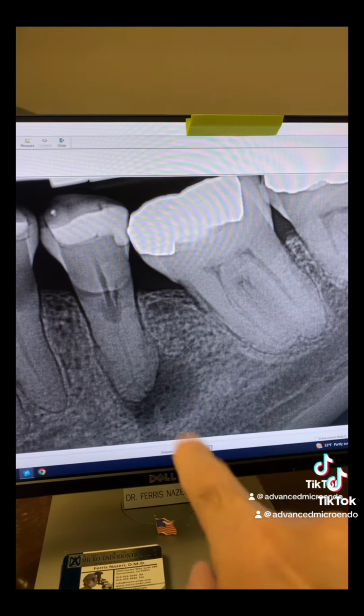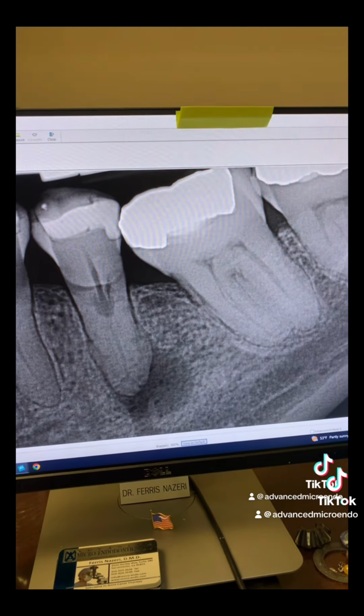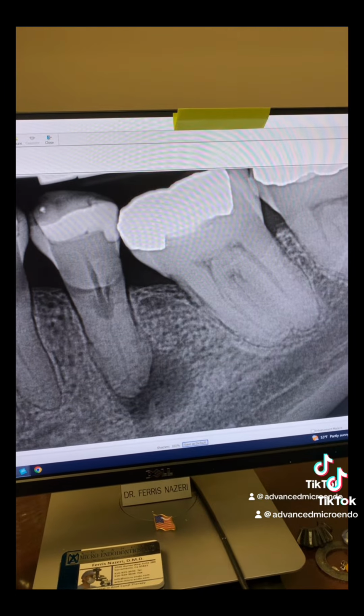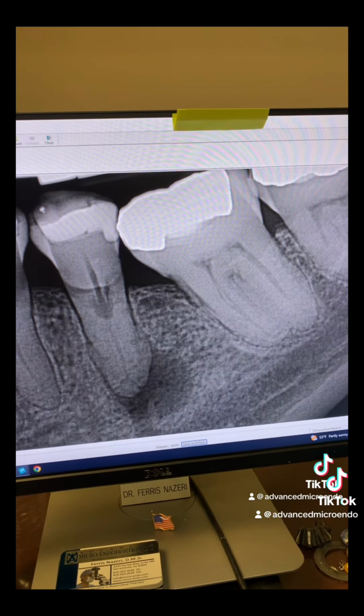Not only because of the infection, but also because of the inflammatory resorption. Or the other option is to go ahead and extract the tooth. And the patient said she wanted to try to see if the tooth could be saved.